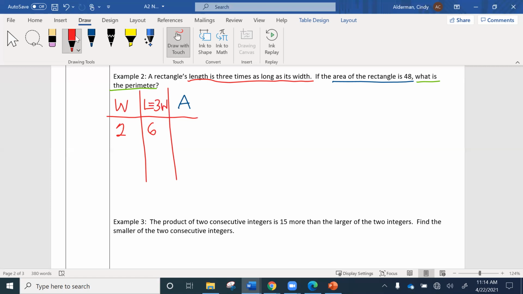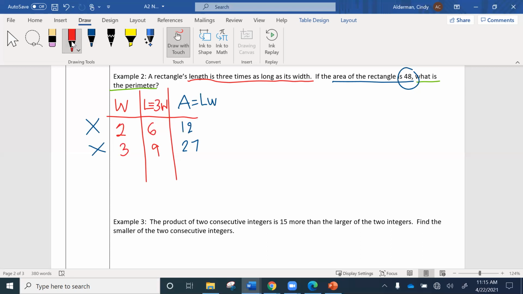Well, if the width was 2 and the length was 6, then the area has got to be 2 times 6, right? Or 12. Because area equals length times width. But that doesn't equal 48, right? So we can say that this does not work. We need the area to be 48, so we need numbers that are bigger than 2 to start out with. So let's say 3. If the width is 3, then the length must be 3 times 3, or 9. And then the area would be 3 times 9, or 27. Still too small. So your next guess is going to be bigger than 3.